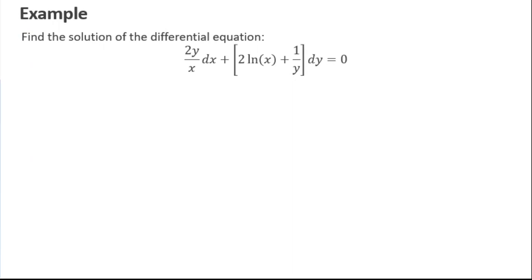So now let's proceed with the example. We have here: find the solution of the differential equation shown. That is 2y over x dx plus the quantity 2 ln x plus 1 over y dy is equal to 0. So what's the first step? Of course, you must modify the differential equation into the form M dx plus N dy. But as you can see, the dx and the dy are already separated. So we can proceed with the testing for exactness.